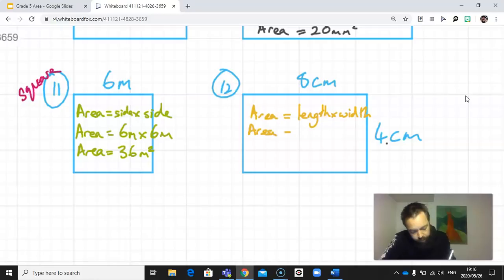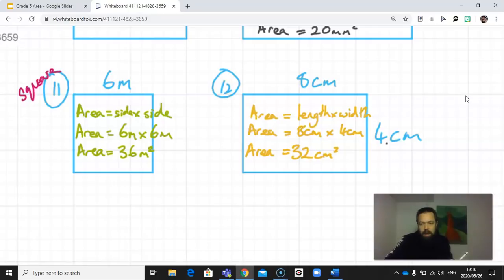Area is equal to, the long side was 8 centimeters. The short side was 4 centimeters. 8 times 4, come on people, the 8 times table or the 4 times table. 32 centimeter times centimeter gives me centimeters squared. And that, very simply, is how we do areas of rectangles and squares using formulas.